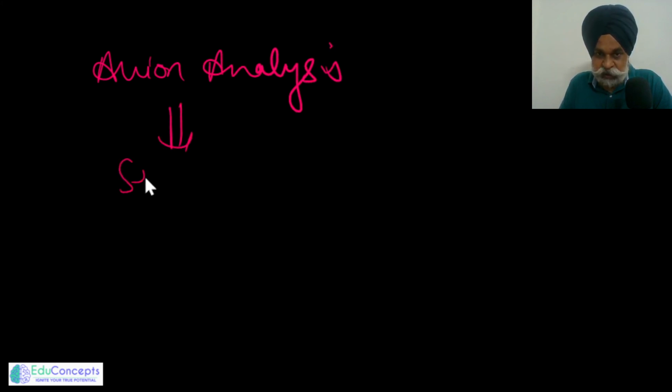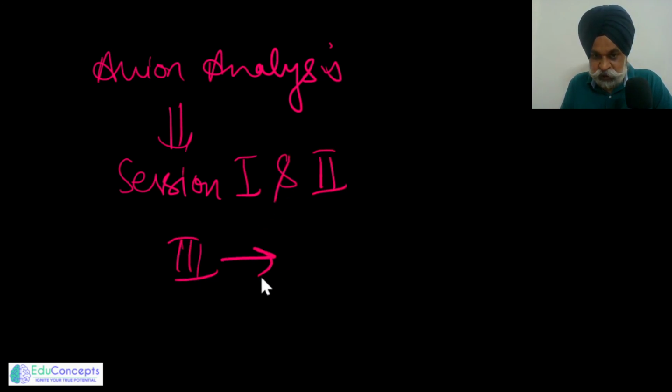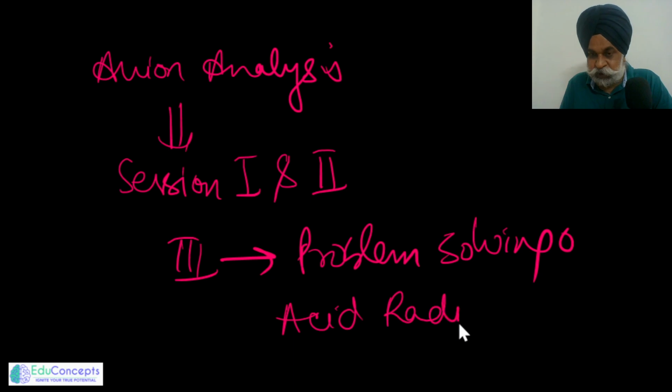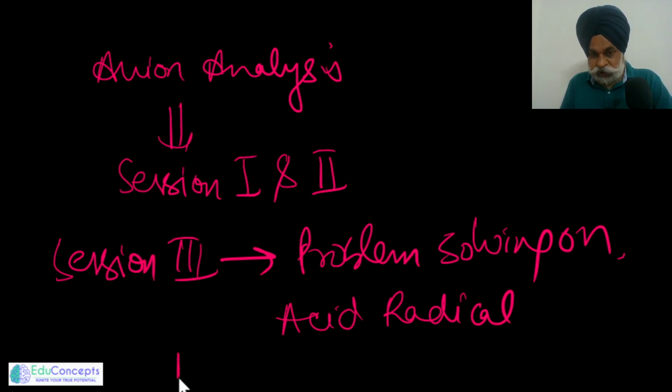So now in the next session, we almost have completed anion analysis. Cation analysis would not take this much time. Anion analysis is being done in session 1 and session 2. And in the upcoming session 3, I will be doing the problem solving, which is most important, problem solving on anions, on acid radicals. And then the fourth session is of the cation analysis. Cation analysis would not take that much time because it is more systematic and would take much less time.